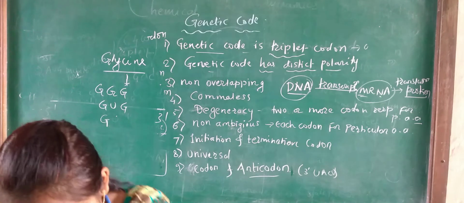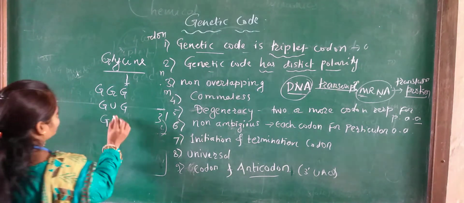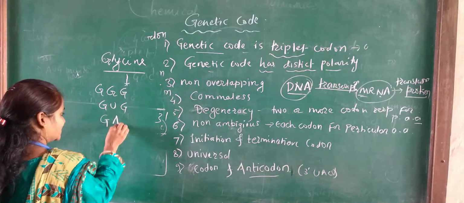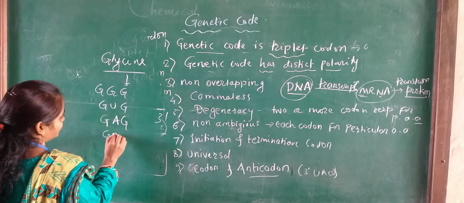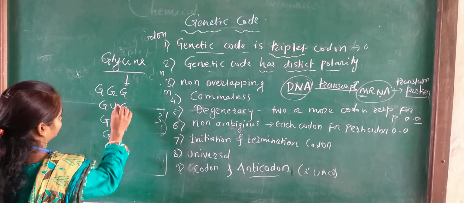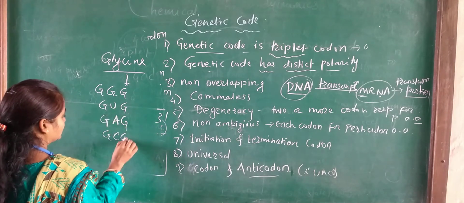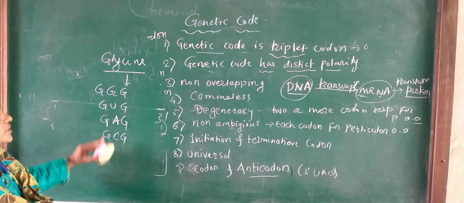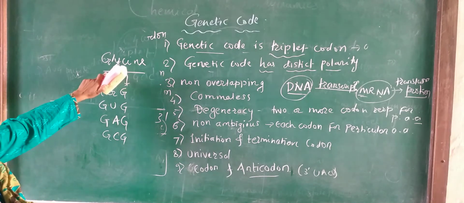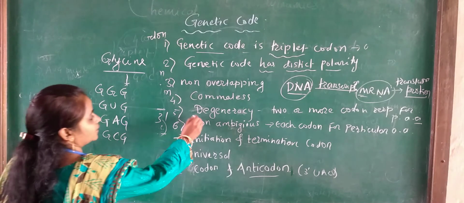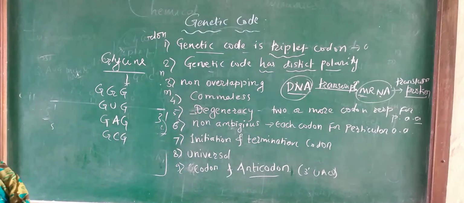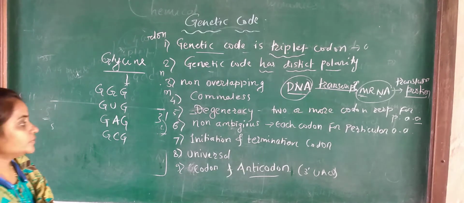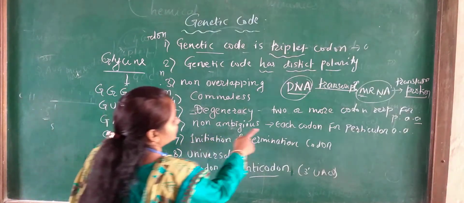Glycine: GUG, GAG, GCG. Okay, these four triplet codons are responsible for glycine, so it is degenerate in nature. After that, it is non-ambiguous.